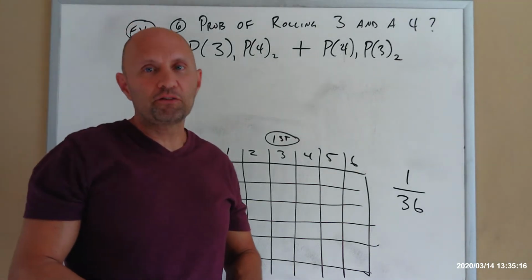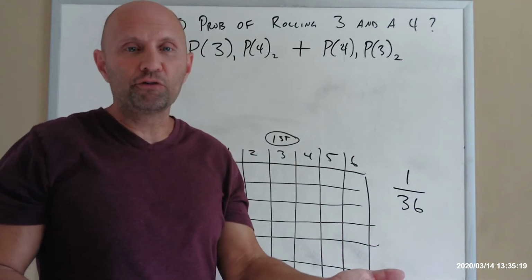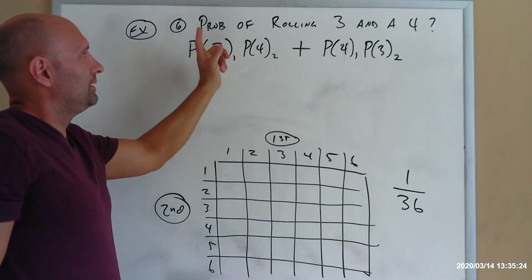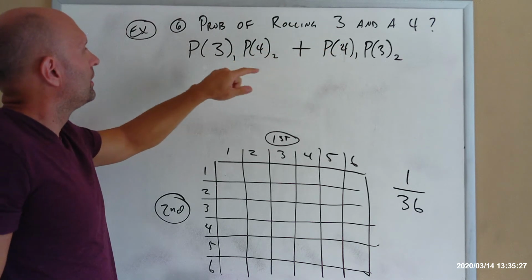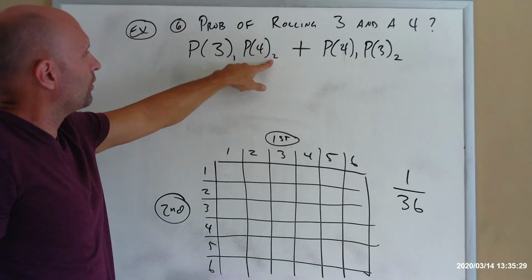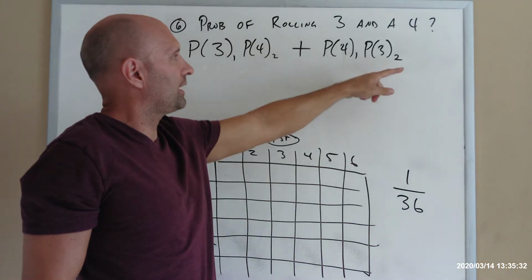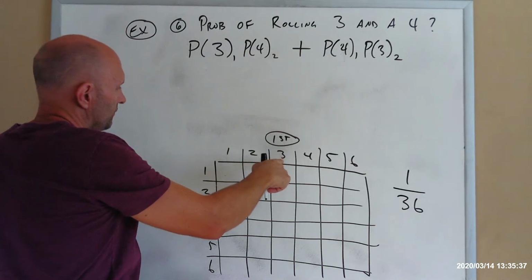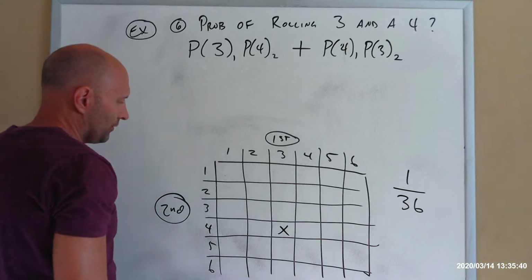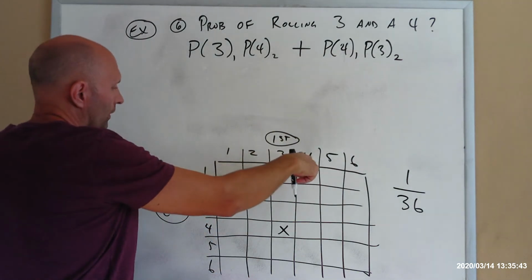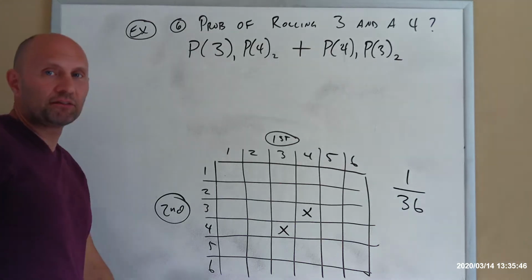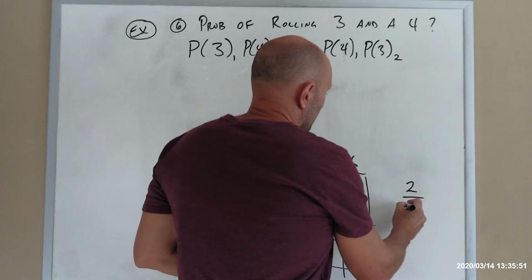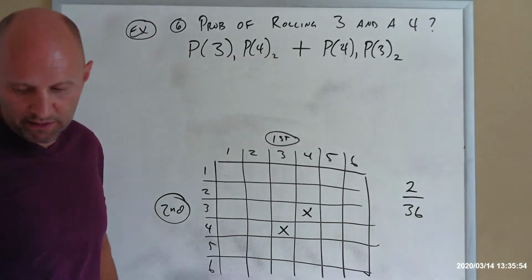Because it didn't specify, if it said what's the probability of 3 on the first die and 4 on the second, then it would be like we've just been doing in the last two problems. But it said probability of a 3 and a 4. So it's 3 on the first die, 4 on the second, or 4 on the first die, 3 on the second. If I use my table, I get 3 on the first, 4 on the second, that's here, or 4 on the first, 3 on the second, that's there. So I have 2 out of 36, or 1 out of 18 if you simplify it.